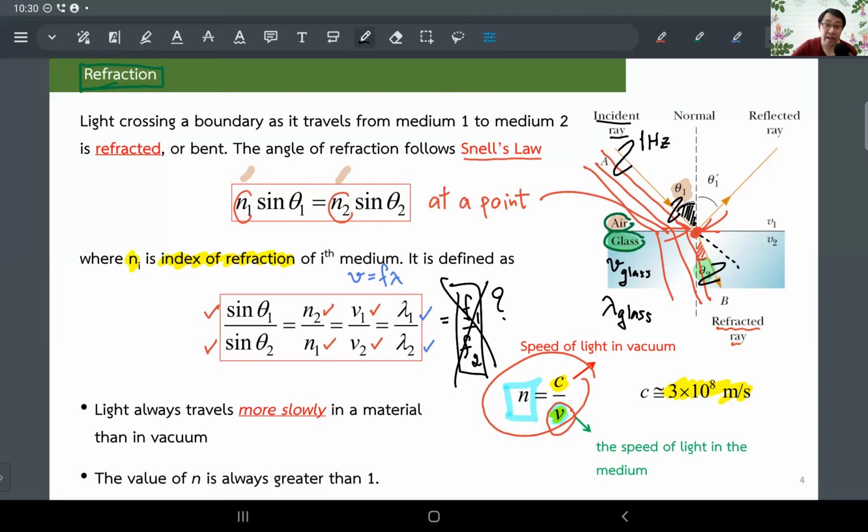It doesn't mean that by changing the medium, you get 2 cycles per second, so you have an extra cycle, or you get half a cycle per second, so you lose another half somewhere in between. That cannot be done. That cannot happen. All right, cool.